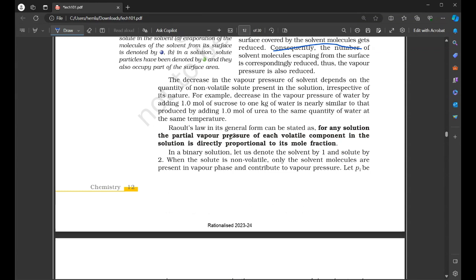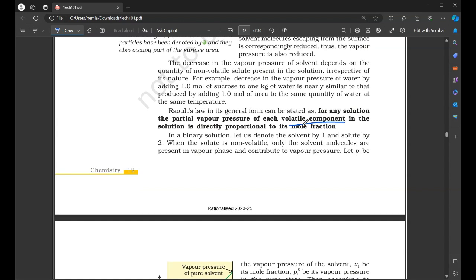Raoult's law in its general form can be stated as: for any solution, the partial vapor pressure of each volatile component in the solution is directly proportional to its mole fraction. So basically, this is saying the same thing. For any solution, the partial vapor pressure for each volatile component in solution is directly proportional to the mole fraction. It's the same thing, for a volatile component, basically.